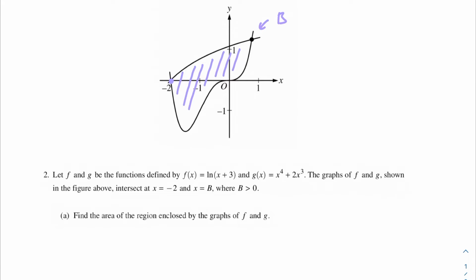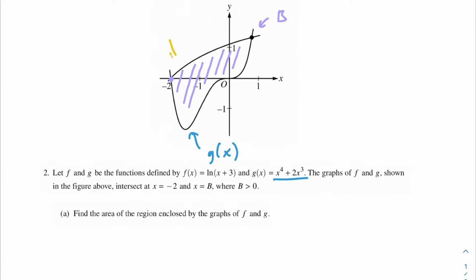The first thing I would suggest with this problem is identifying which of the two graphs represents f and which represents g. Just using my understanding, this is g of x here, where it's got those valleys, and at x equals 0, it looks almost like a cubic, whereas ln of x, or f of x, as it's defined in the problem, has a gradual increase that we typically see in log functions. Identifying that is really, really important.